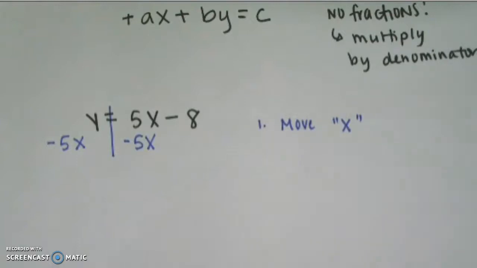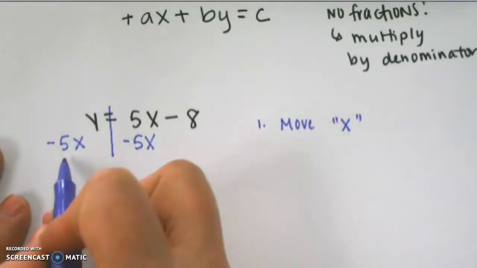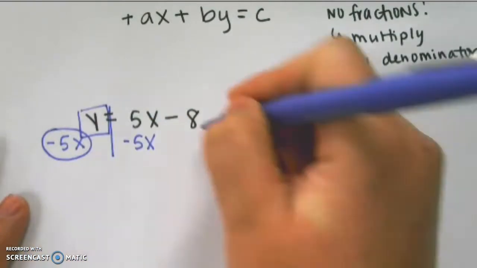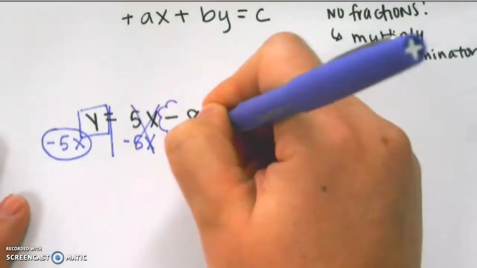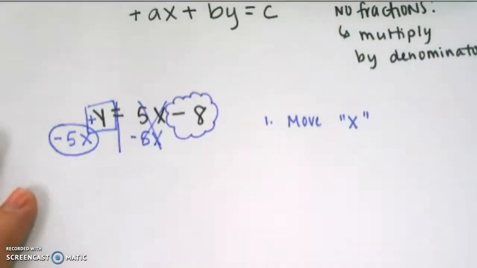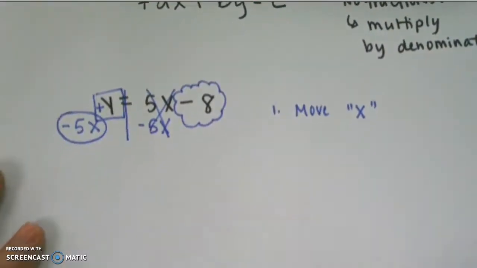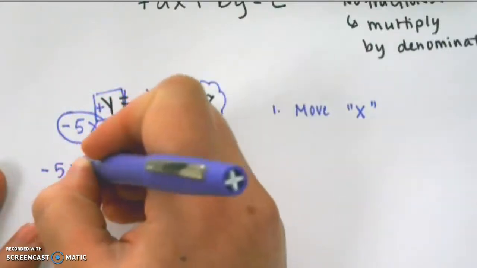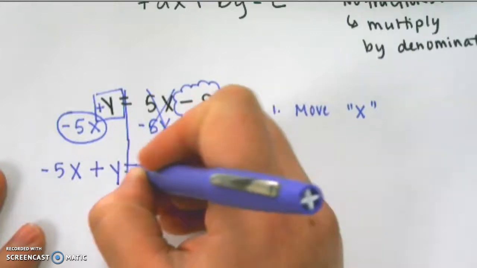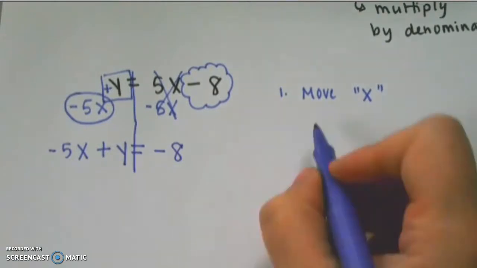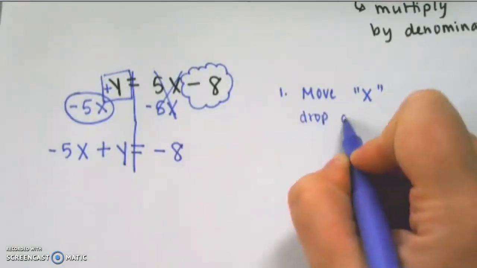So remember, we do not have any like terms. I do not want to see you actually trying to combine anything here. I'm going to drop down my negative 5x. I'm going to drop down my y. And then on the other side of the equals, I'm going to drop down that negative 8. I am going to notice that this is a positive y, so when I drop it down, it will say plus. So the left side of my equation, negative 5x plus y equals negative 8. So I moved the x and drop everything down.